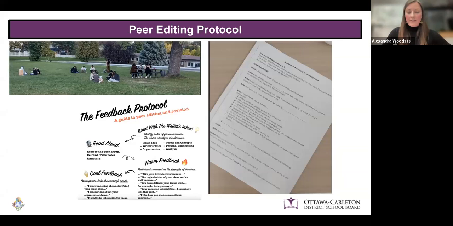So here are some strategies teachers are using in the OCDSB to support students to develop their writing. And this shows a class who are engaging in something called a peer editing protocol, using a script. And this protocol allows students to share what they're working on as a writer, and then to get feedback from their peers in a really safe and productive way.